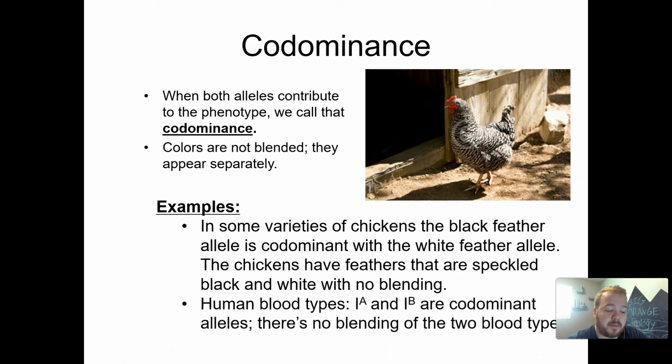Another example is human blood type. For codominant situations, we usually use a common letter, in this case I, and in the exponent position we put the actual allele. So for instance, IA is blood type A, IB is blood type B. They're codominant. So when you have A and B together, you have both A and B blood types. You don't have a mixture of the two. You have two distinct blood types at the same time.